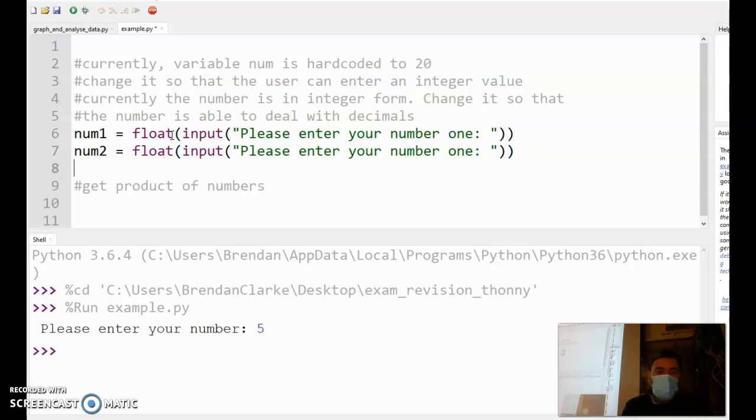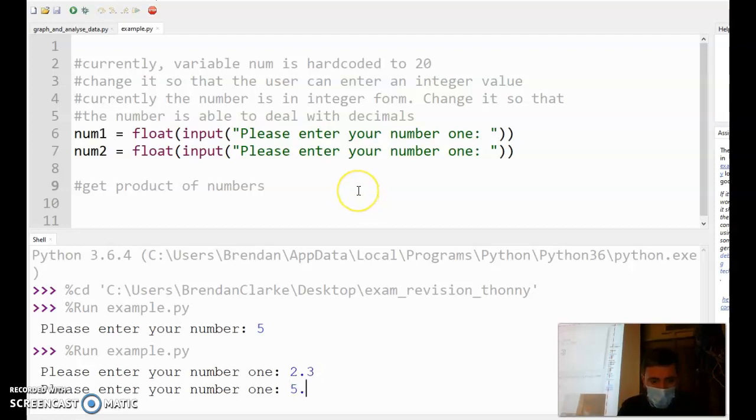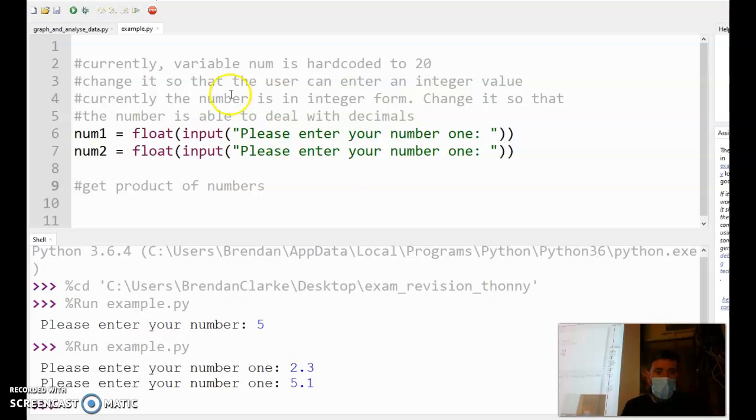The float data type there changes something to numbers, or to decimals. That allows us to deal with decimals. And maybe we should run that now just to make sure. Please enter your first number, 2.3, or my keyboard is letting me down, and 5.1. Okay, done so far.